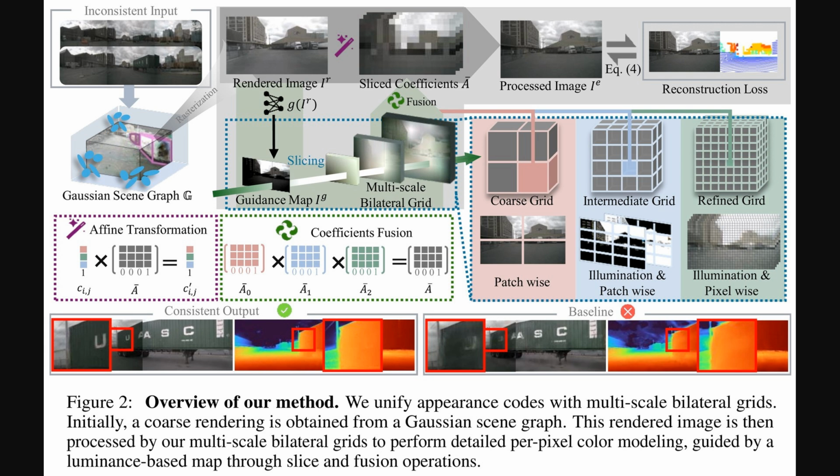Alright, so this diagram gives us a great overview of how their multi-scale method actually works. The process starts with the input photos, which are used to build a 3D representation called a Gaussian scene graph. From this graph, the system generates an initial rendered image. The key innovation is the multi-scale bilateral grid, which has 3 levels of detail. A guidance map, based on the rendered image's brightness, helps slice out the right color corrections from each grid level, from coarse to intermediate to fine. These corrections are then fused together to process the final image.